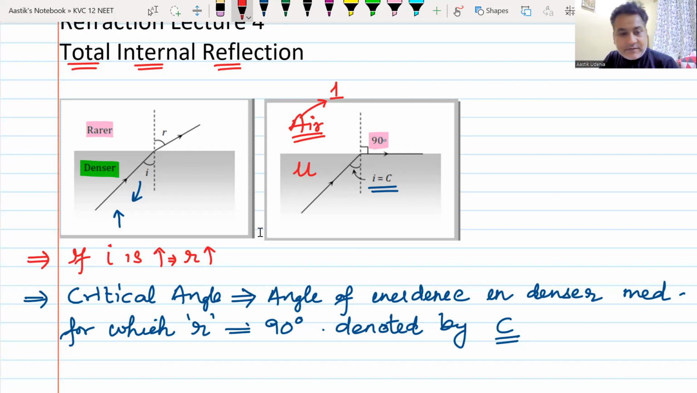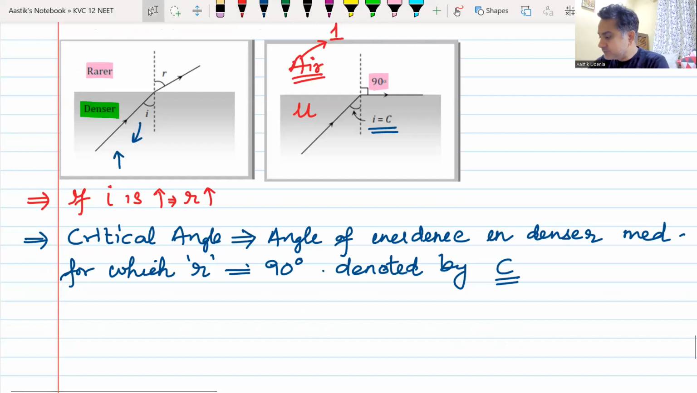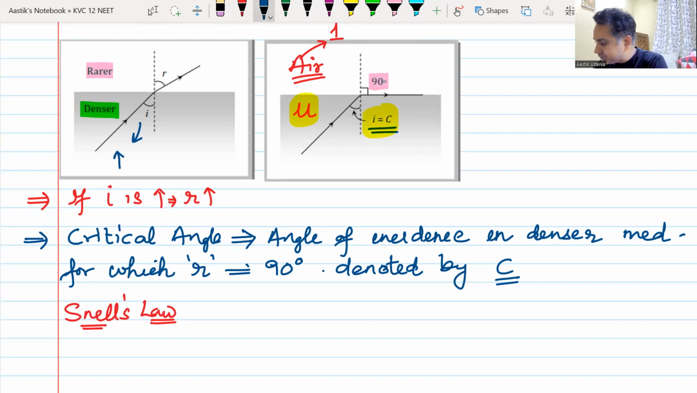Yes, can you tell me? How can I find it? I can apply Snell's law. The refractive index of this medium is mu and the angle is the critical angle. So I can write sine of I multiplied by mu, and this I is nothing but C, yes or no? So I can write sine of C multiplied by mu will be equal to the refractive index of air, 1.